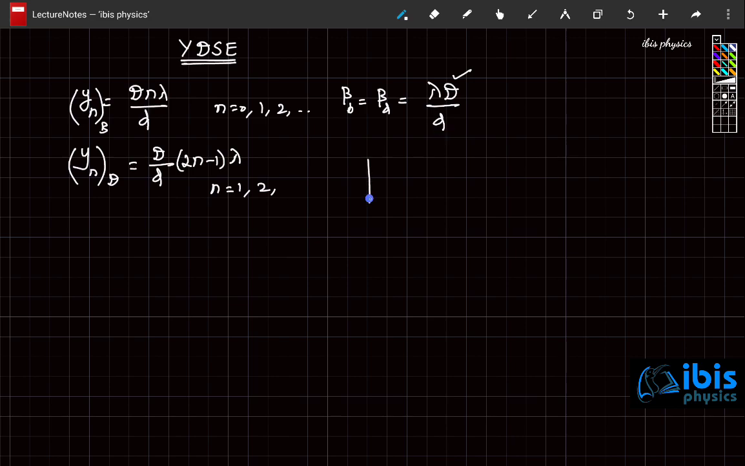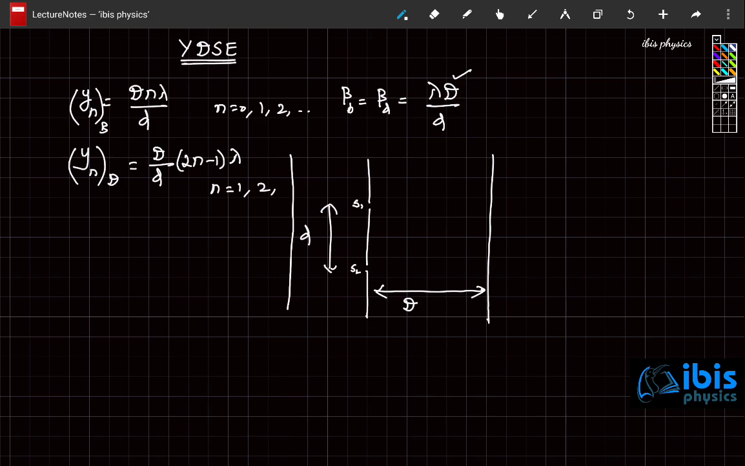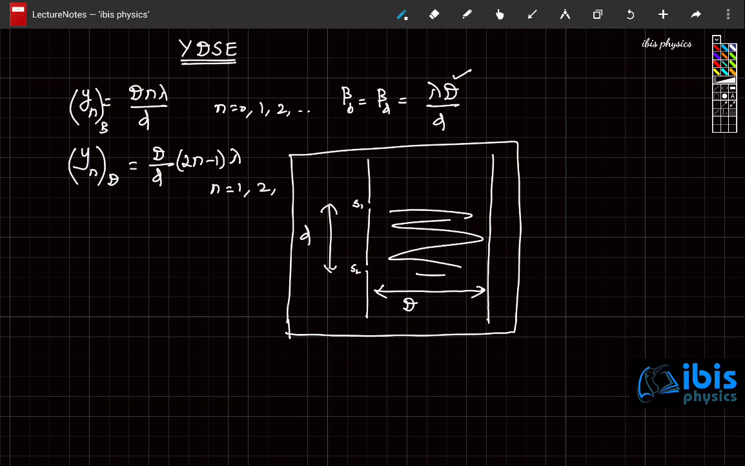For example, it's like this. This is S1 and S2. This distance is d, this distance is D. And what about this setup being completely immersed in water? When Young's double slit apparatus is completely immersed in water, the water will be filling the space.